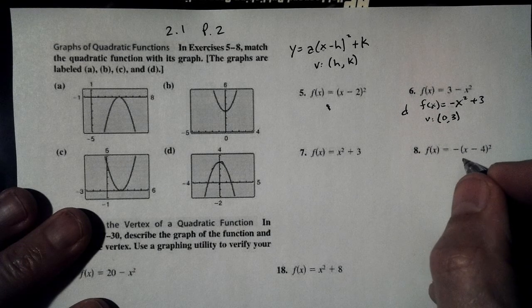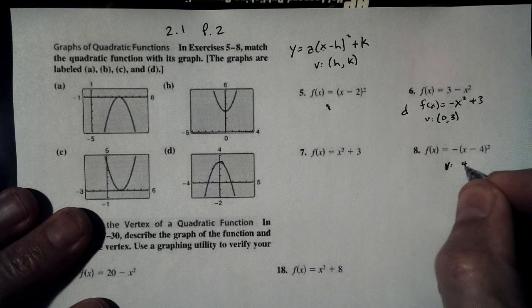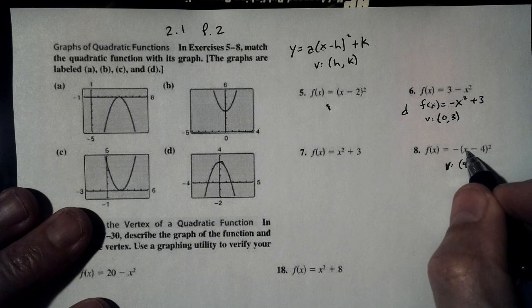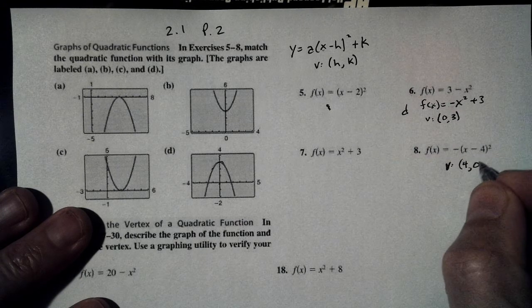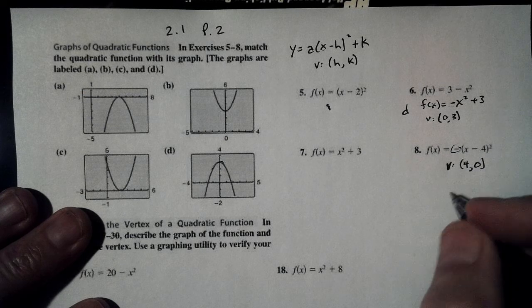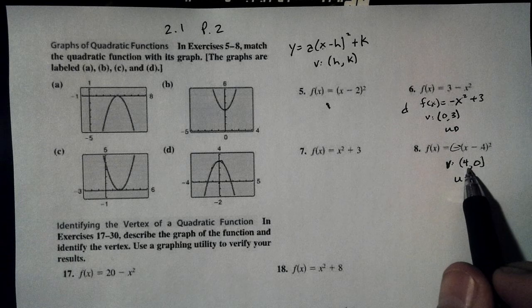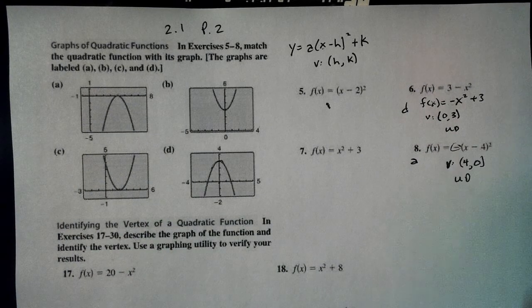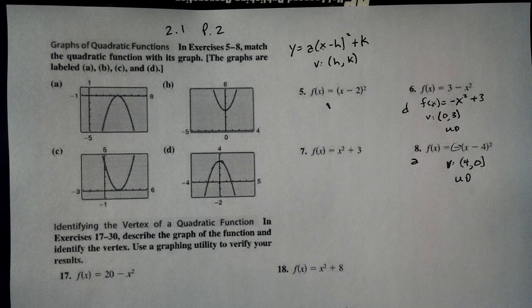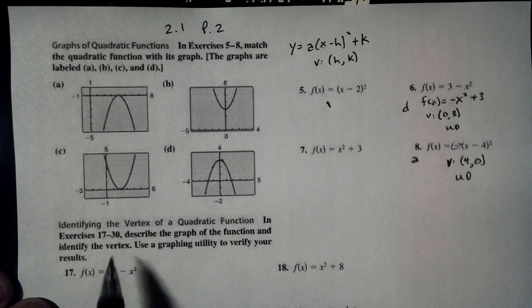Number 8. Vertex, the x value is 4. When x is 4, y becomes the opposite of 0 squared, which is just 0, and our graph is upside down. So looking for (4, 0), an upside down parabola, and that is A. There's certainly more things to talk about when we talk about the growth rates changing. But in this section, describe the graph of the function and identify the vertex.